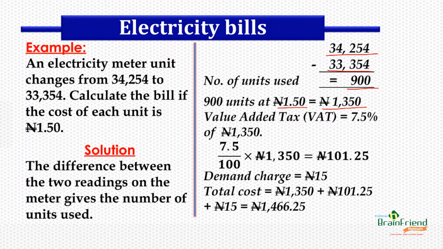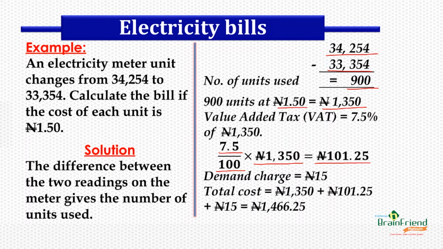So for us to find the total cost of this bill by this customer, we must add our demand charge, which is 15 naira, and then the VAT that is payable on 1,350 naira. So we must calculate the VAT first. To do that, we have 7.5 over 100 multiplied by 1,350 naira. And that gives us 101 naira 25 kobo.